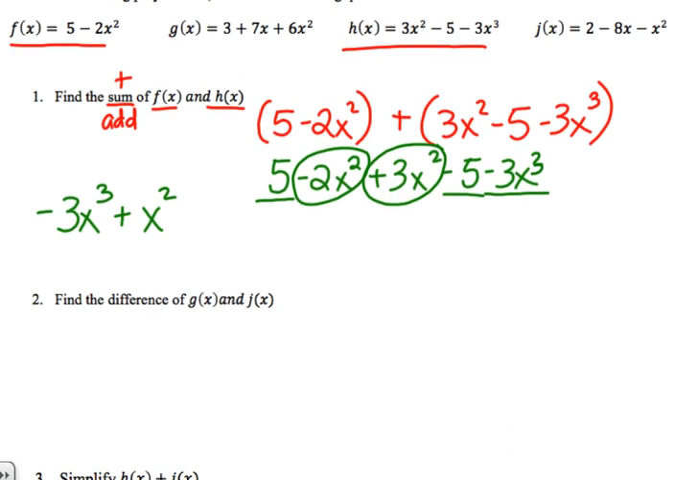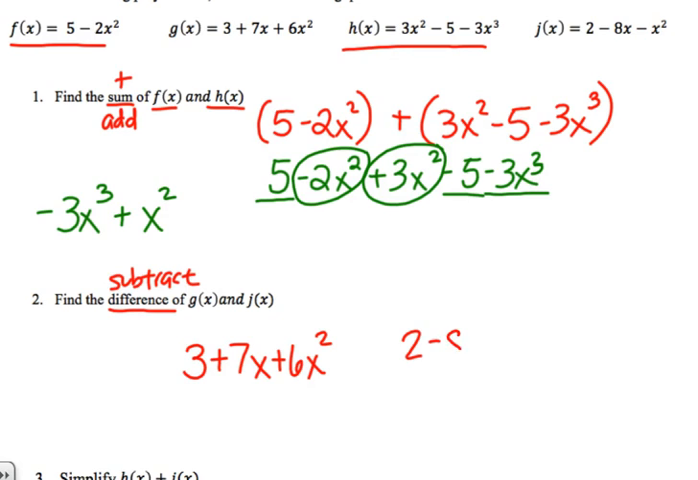Okay, now the trickiest part is finding the difference. Difference means to subtract. And it's all about how you set it up. I'm going to set up the most common mistake first. So g of x is that middle one, so 3 plus 7x plus 6x squared. And then j is this last one over here, 2 minus 8x minus x squared.